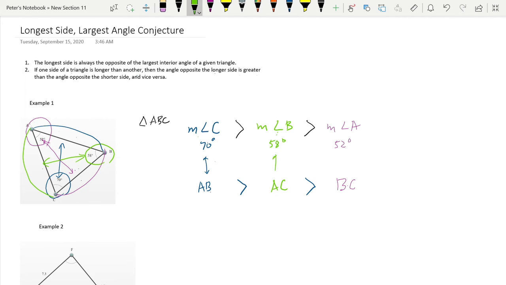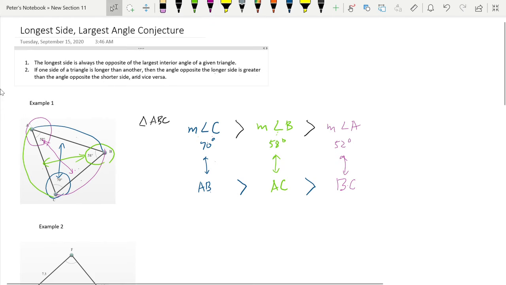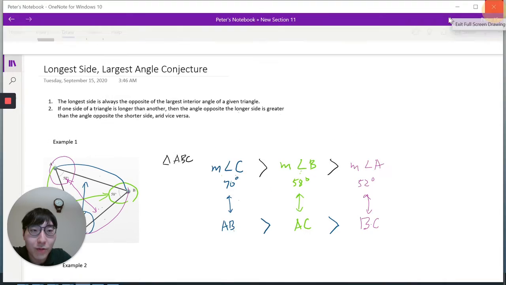Do I see the actual length of it? Nope, but I can determine from the angle size which one goes from longest to shortest. Okay. Then we can actually check it out too.